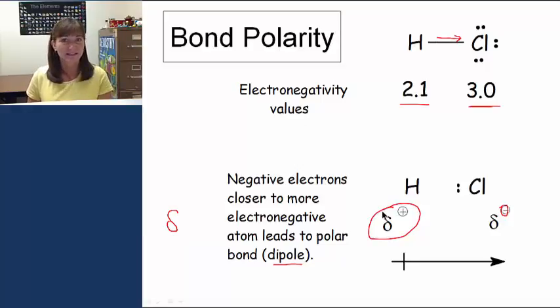Another way, instead of using the partial positive and partial negative symbol, a chemist might use this arrow, where they always point the arrow to the more electronegative atom, and then they put a little plus sign on the end of the arrow by the atom that is more positive.